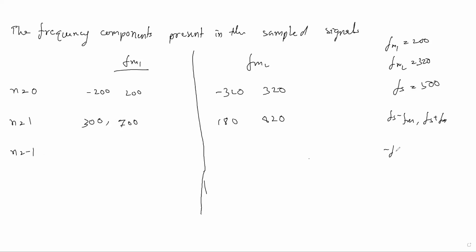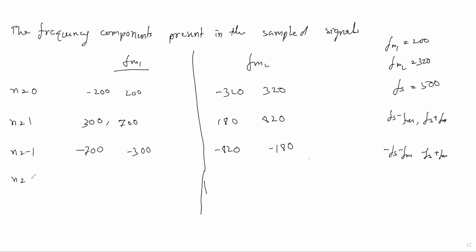For n equal to minus 1, it means minus fs minus fm and minus fs plus fm. So minus 500 minus 200 is minus 700, and minus 500 plus 200 means minus 300. Similarly here, minus 820 and minus 180, because minus fs, 500, is greater, so minus 180.